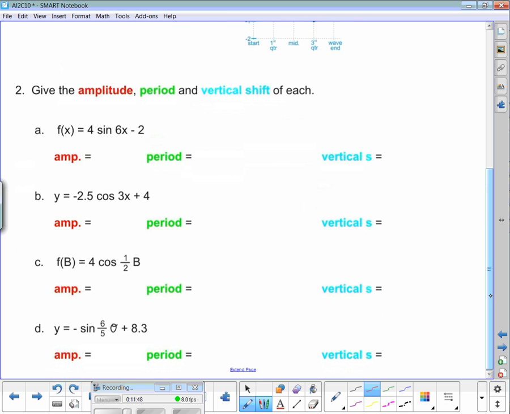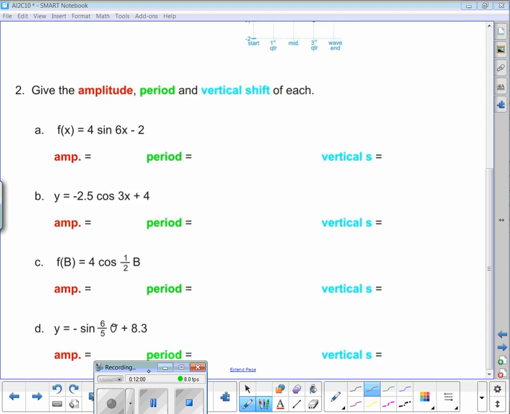All right, so you guys got to get good at figuring out amplitudes, periods, and vertical shifts. All right, so just do A and then stop. Figure out the amplitude of A, the period of A, and the vertical shift of A. Shouldn't take you but a minute.